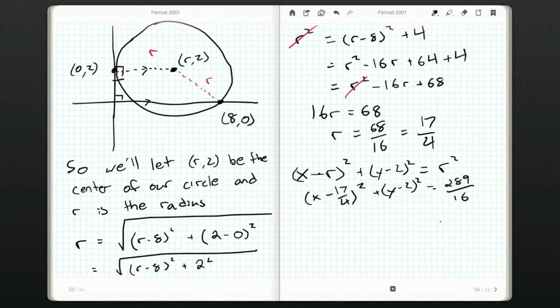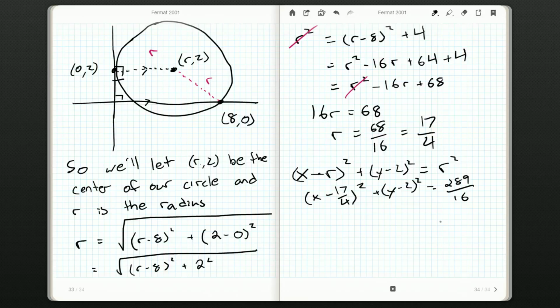How about 8 and 0? I'll just grab my calculator and double check that one. So 8 minus 17 over 4, and then I will square that, plus 0 minus 2, so that squared is 4. And it looks like that works out as well.